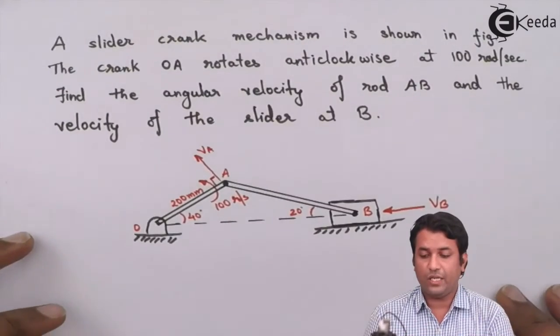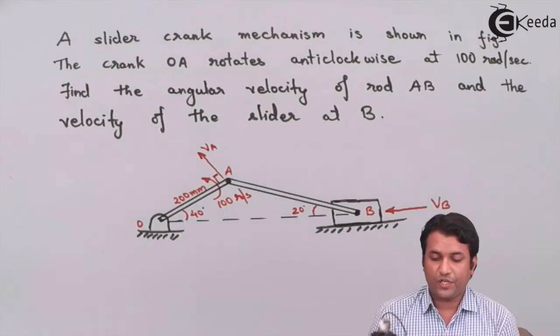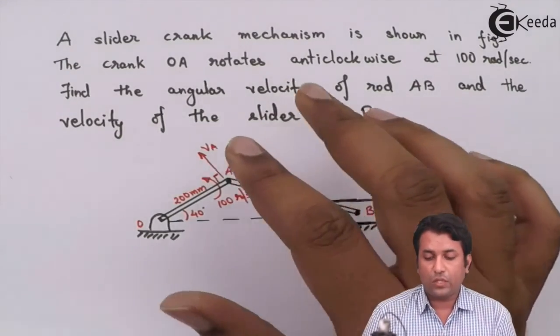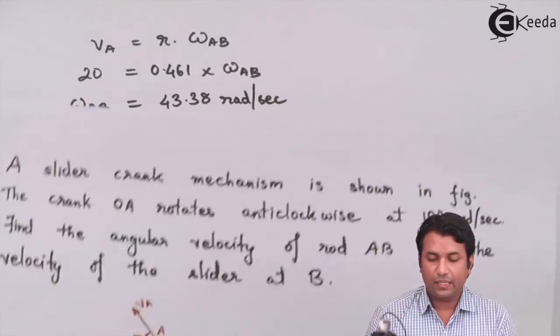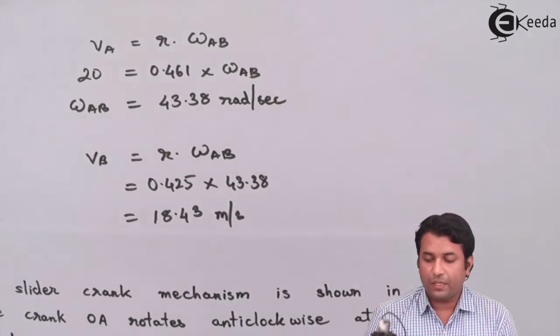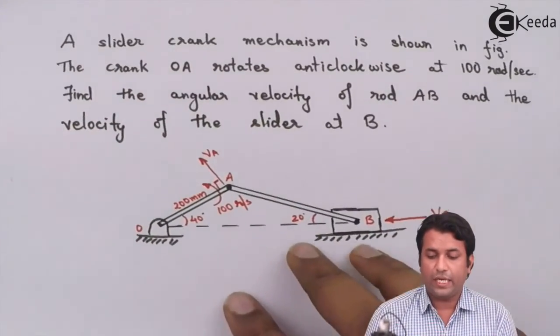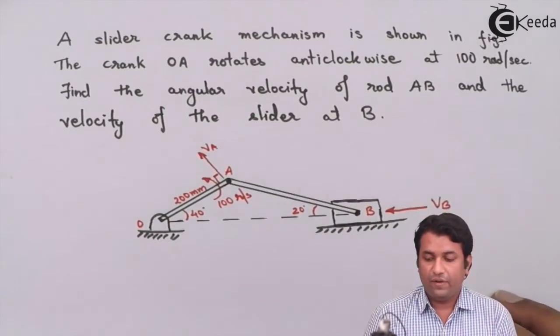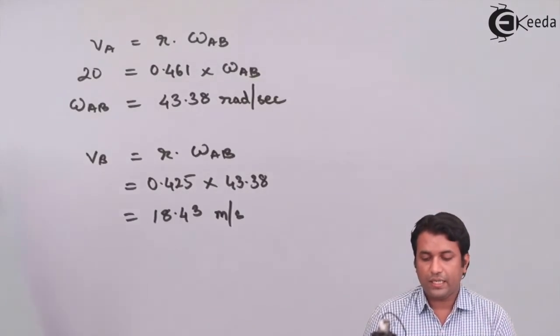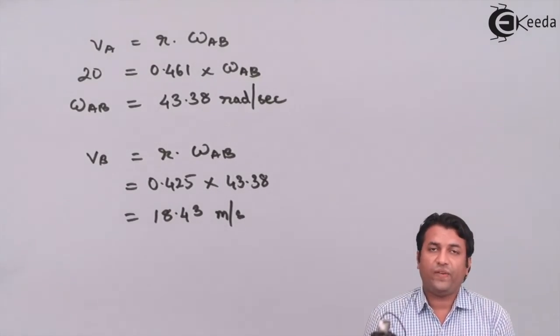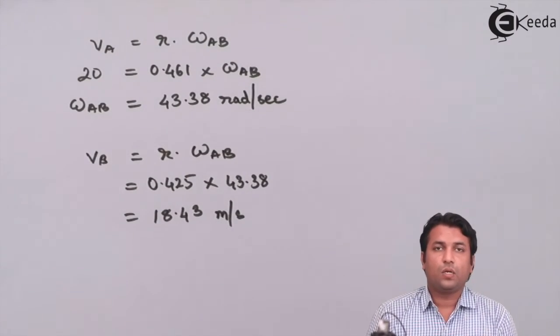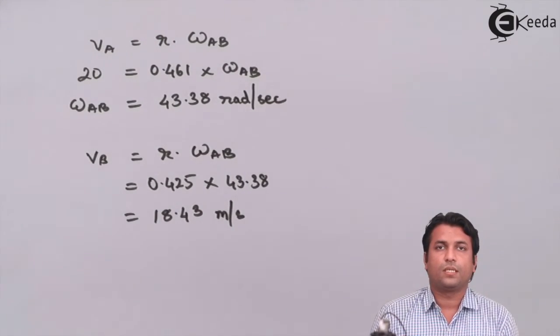Now that was actually what is required in the question. I was supposed to find the angular velocity of the rod AB, which I got as 43.38 radians per second, and the velocity of the slider at B, which comes out as 18.43 meters per second. So this is how we have completed this question. Thank you.